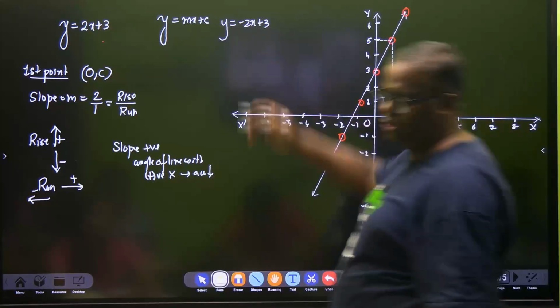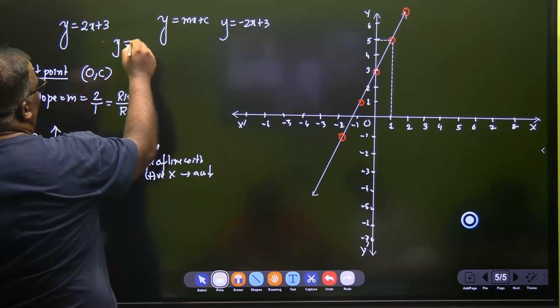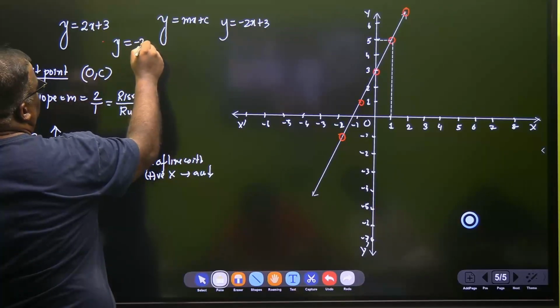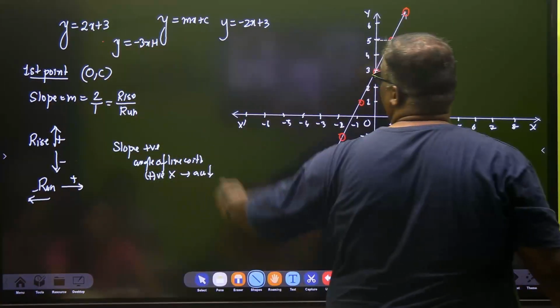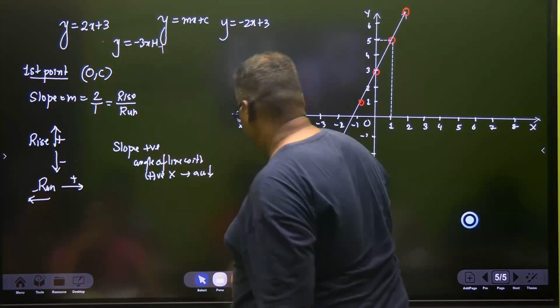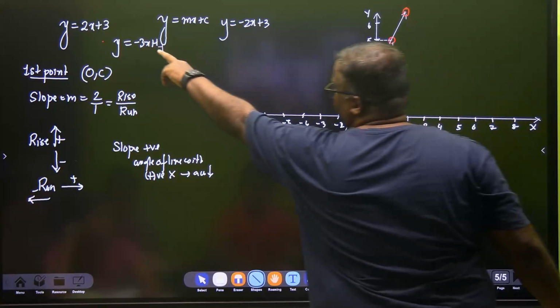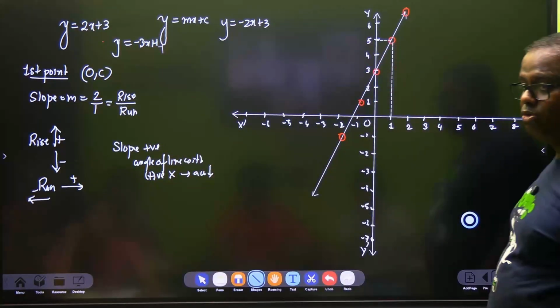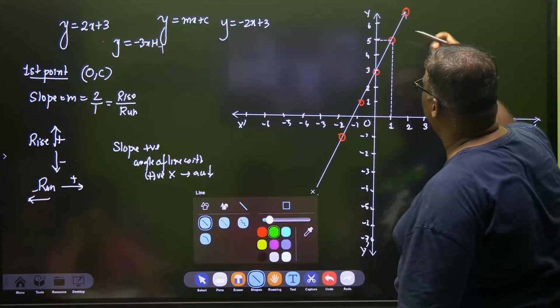This was only one equation. So in the actual problem, I will be given one more equation, like say y equal to negative 3x plus 4. So I will get one more line. Negative 3x plus 4 means this line must pass through what? The line must pass through 0, 4. And negative 3 means its slope is negative, so it will make an obtuse angle. Roughly, the other graph will come something like this.